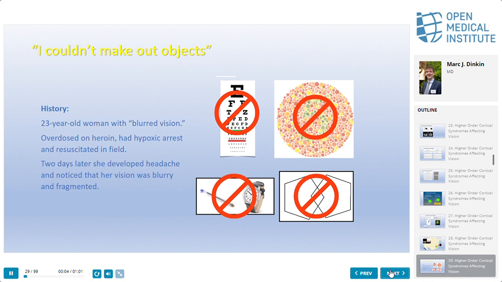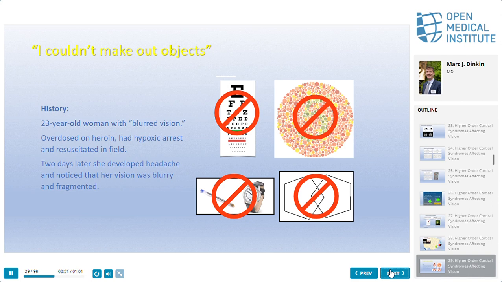Next case. Quote, I couldn't make out objects. A 23-year-old woman with blurred vision. She had overdosed on heroin, had a hypoxic arrest, and was resuscitated in the field. Then she developed headaches and noticed her vision was fragmented. She couldn't recognize objects. But in the ER, they thought she was faking it. Why? She was walking around. She wouldn't bump into things. So she could see. She wasn't blind.